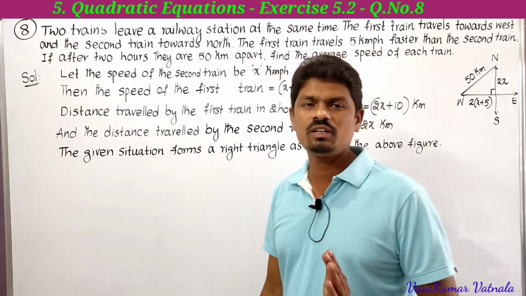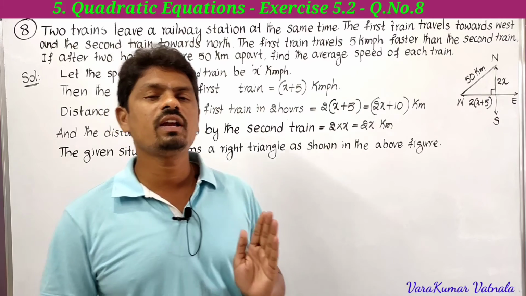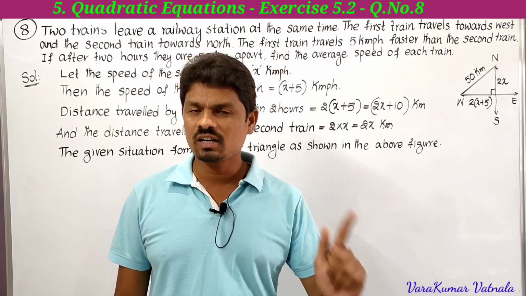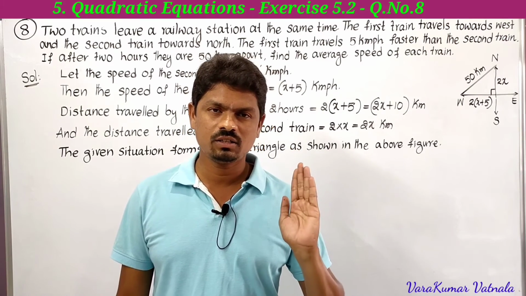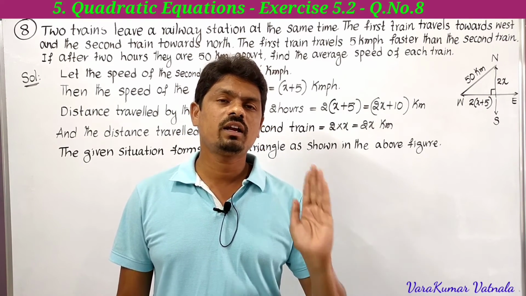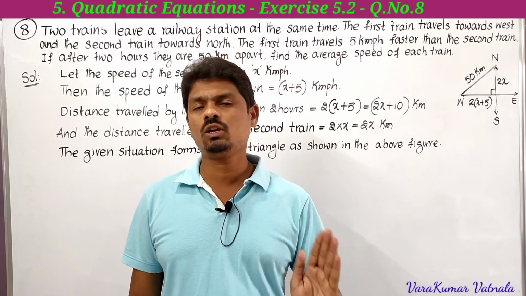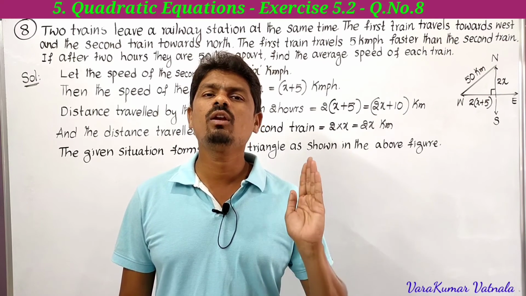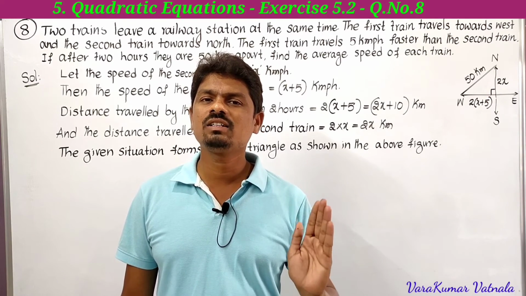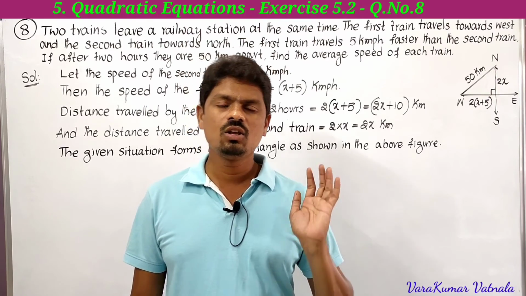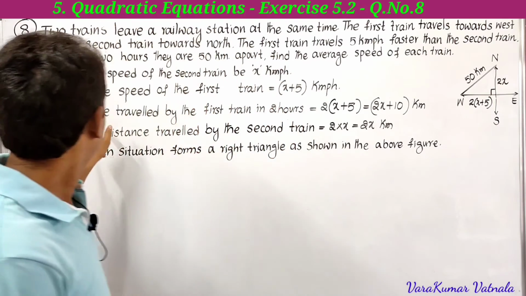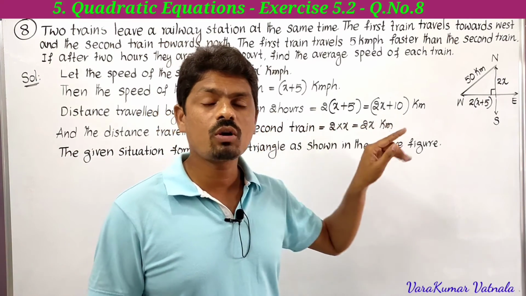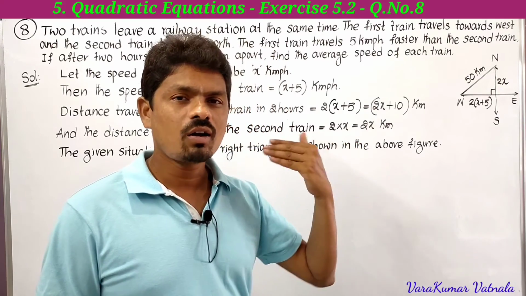See here what it means actually. If the speed of a train is 50 kmph, what does it mean? In 1 hour, it travels 50 kilometers. If the speed is 20 kmph, what does it mean? In 1 hour, a train travels 20 kilometers. In the same way, see here, the distance traveled by the first train in 2 hours. So how can we get it? 2 into speed.